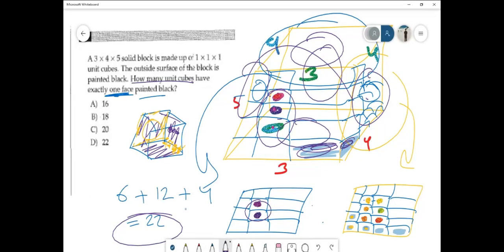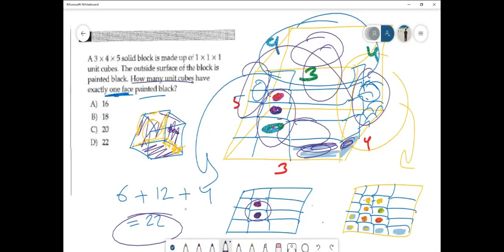Sir, on the sides, how many do we have on the sides? I'm not counting those sides because the blocks which are here are painted more than one time. Okay, that's why I'm not counting it. The question says how many unit cubes have exactly one face painted black. So I'm not going to count them.